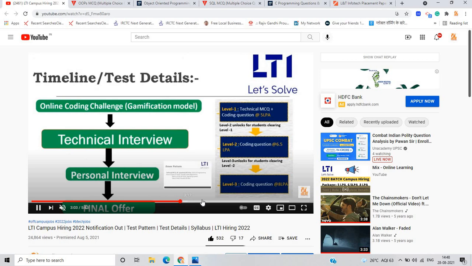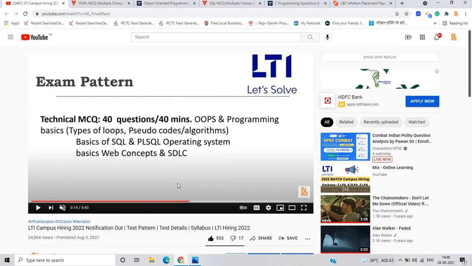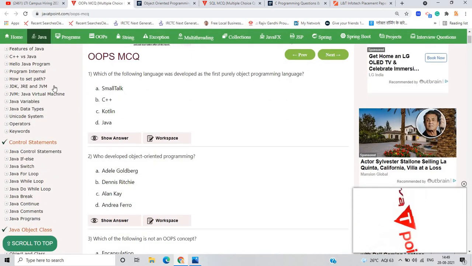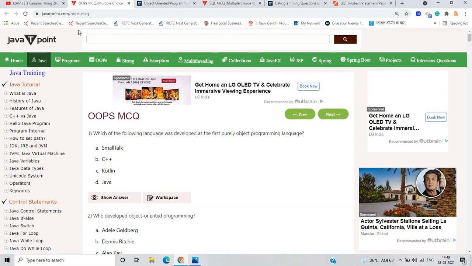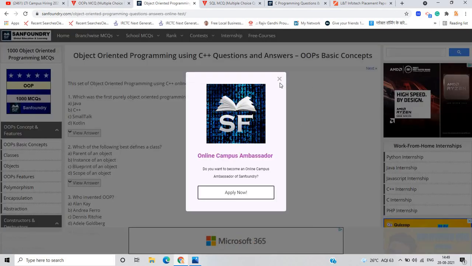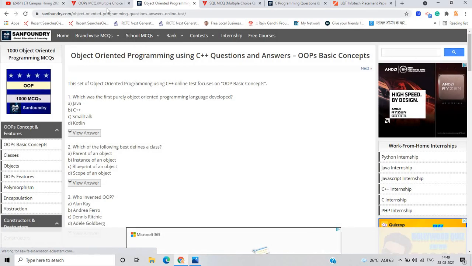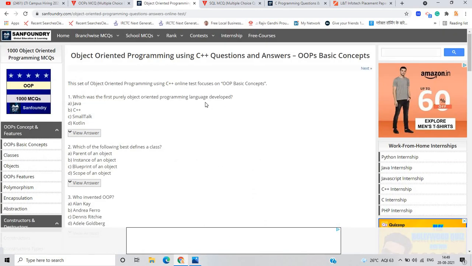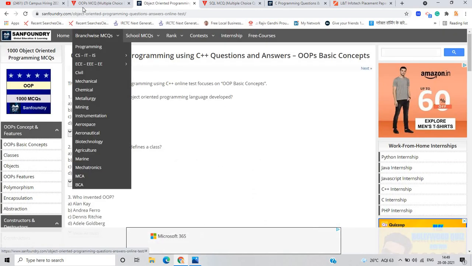So as you can see, technical MCQ has 40 questions and 40 minutes, and object oriented programming, basic types of loops, pseudo code, algorithm, basics of SQL, web concepts, this type of MCQs are asked. For the object oriented programming MCQs, you can prefer the JavaTpoint website and the Sanfoundry website. These are the two websites where you can practice as many questions as possible for object oriented programming.